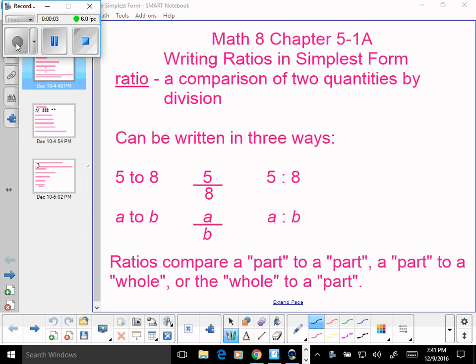Welcome to the first lesson for Chapter 5. This is Lesson 5.1a, Writing Ratios in Simplest Form.